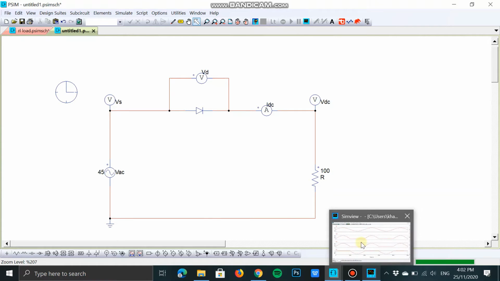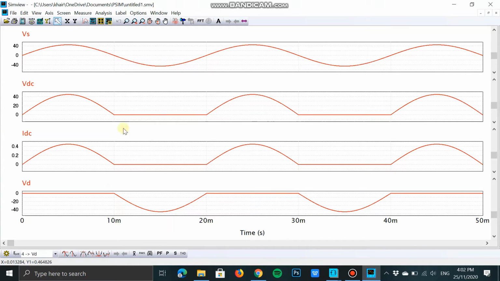Next, for the result we obtain from this circuit, as we know, VS is equal to VAC, where VAC is a sinusoidal graph with 45 volt maximum voltage. VDC is equal to VS for the positive cycle and becomes 0 for the negative cycle. It becomes 0 because when the circuit is on the negative cycle, the diode is open circuit, which is no voltage, so it becomes 0.